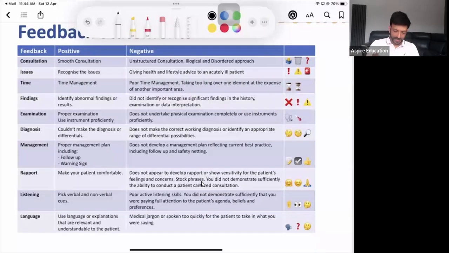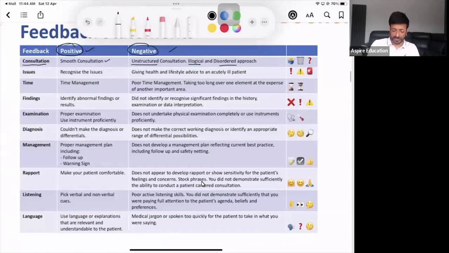Okay, perfect. Right, so first is consultation. What exactly are they expecting? This is positive and this is negative. This is what you should do. This is definitely what you should not do. Consultation should be a smooth consultation, meaning you have to go in a pattern. Don't jump. If it is an unstructured consultation, if it is illogical, if it is disordered, they won't give you marks for it. It will be considered a negative.